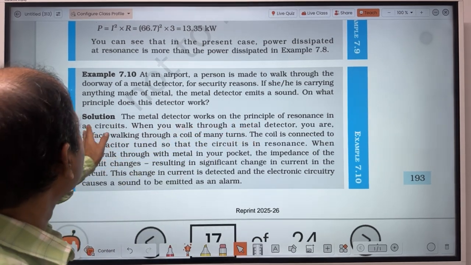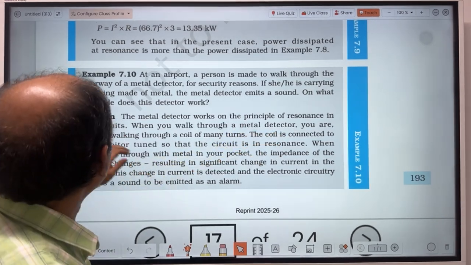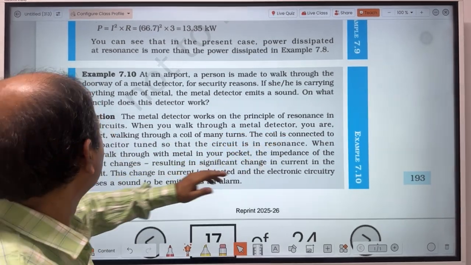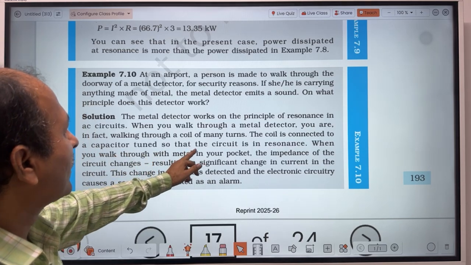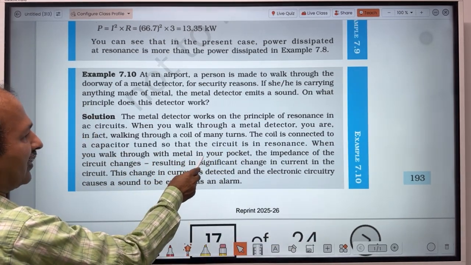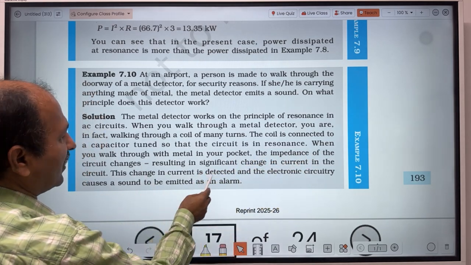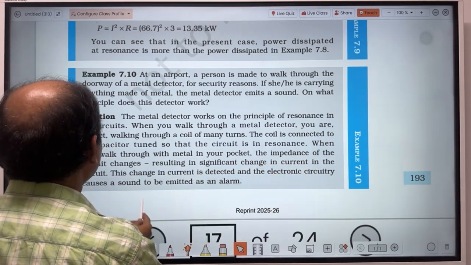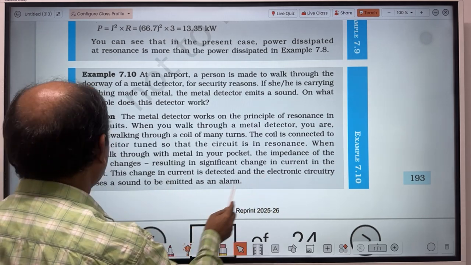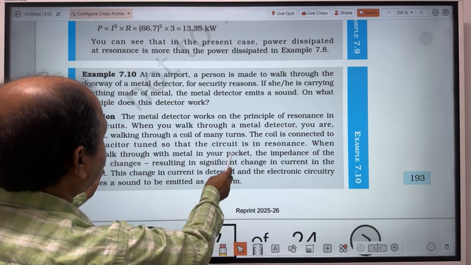The metal detector works on the principle of resonance in an AC circuit. When you walk through a metal detector, you are in fact walking through a coil of many turns. The coil is connected to a capacitor tuned so that the circuit is in resonance. When you walk through with metal in your pocket, the impedance of the circuit changes, resulting in a significant change in current in the circuit. This change in current is detected, and the electronic circuitry causes a sound to be emitted as an alarm.